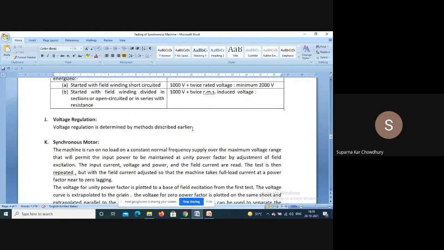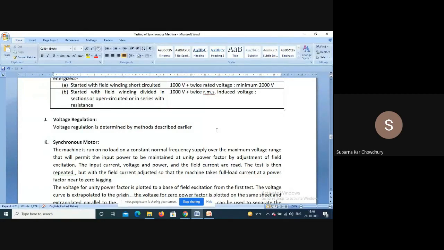Now, for voltage regulation, there are different methods we have discussed. The standard methods by which more or less acceptable values can be determined are the ASA method and the zero power factor method, which we discussed during the machine operation details.